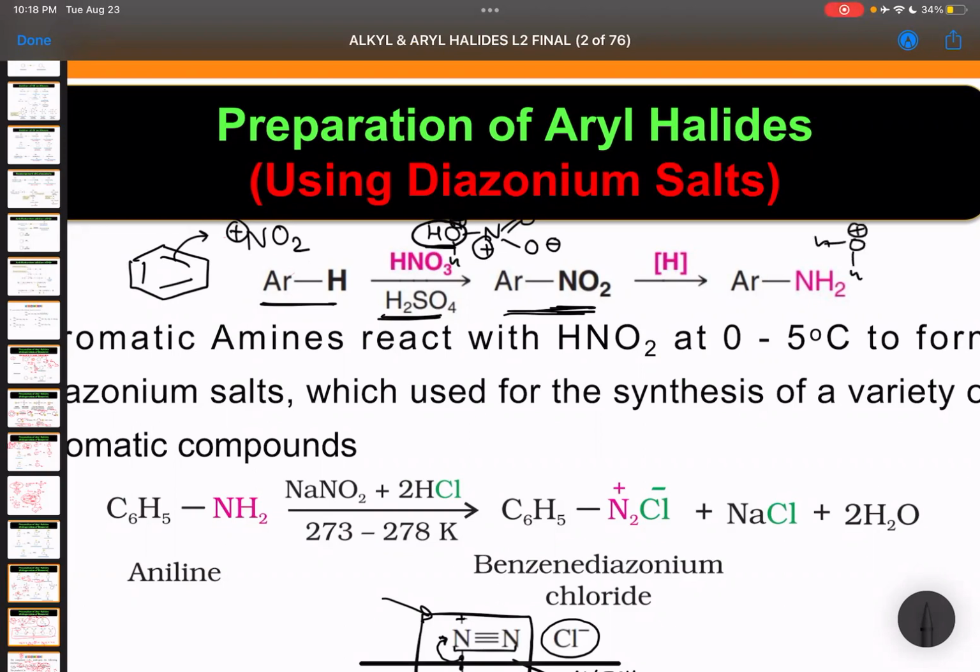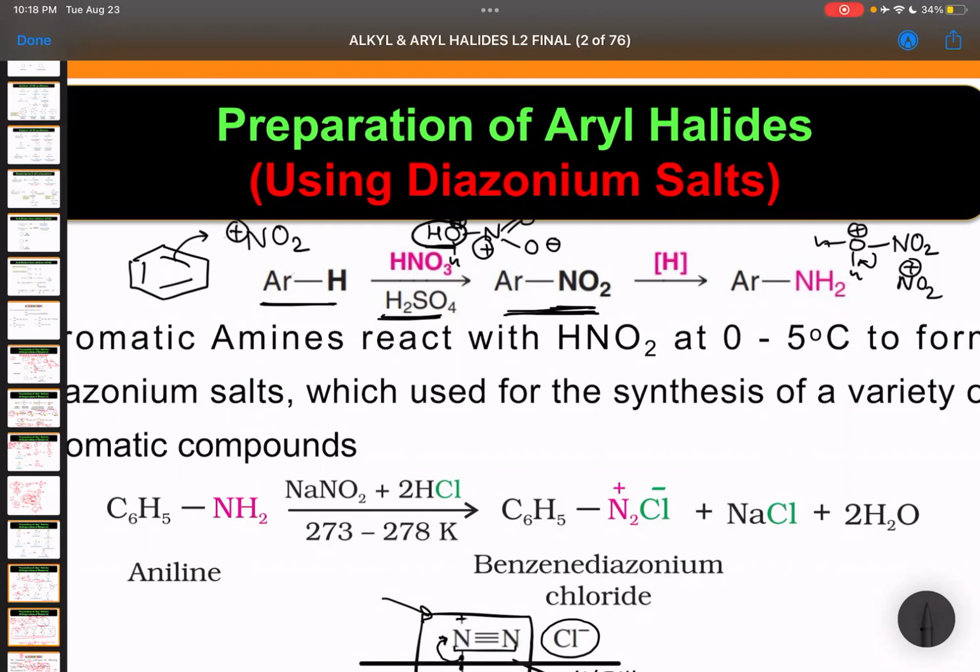This whole thing will come again in our amines chapter also, so it will be very useful for you guys. This water will be absorbed by the concentrated H2SO4, and you will be left with NO2 plus. The NO2 plus will go and attach itself on the benzene, forming a sigma complex, and H plus will come out, and you will have nitrobenzene. So at least we managed to prepare nitrobenzene.